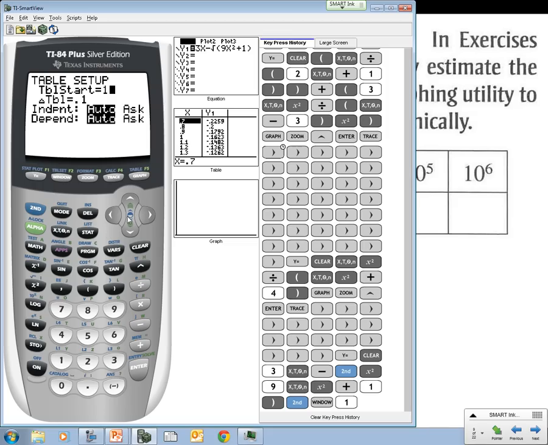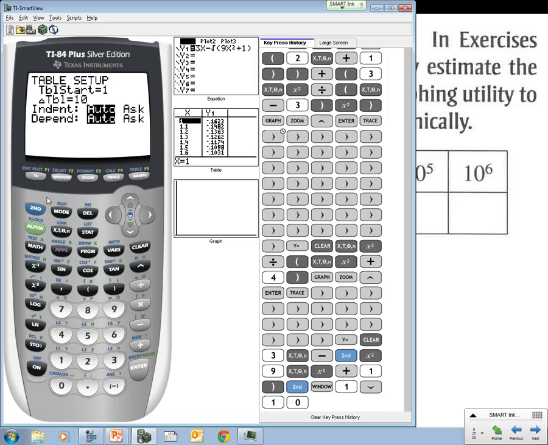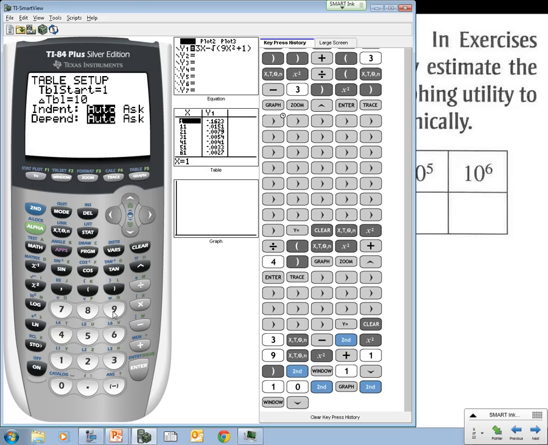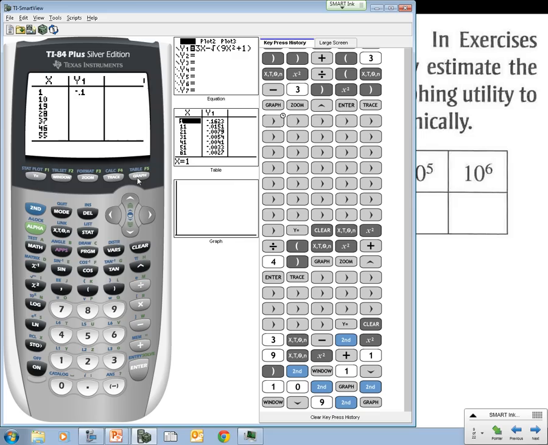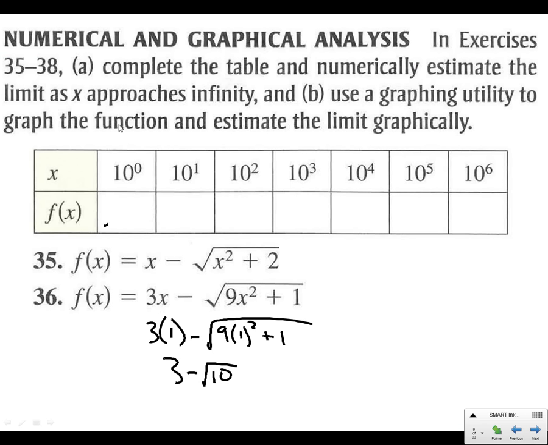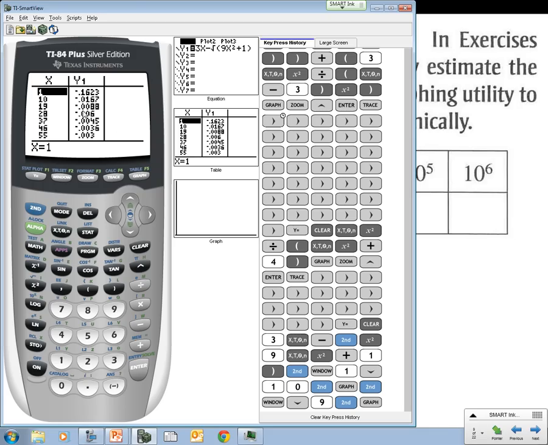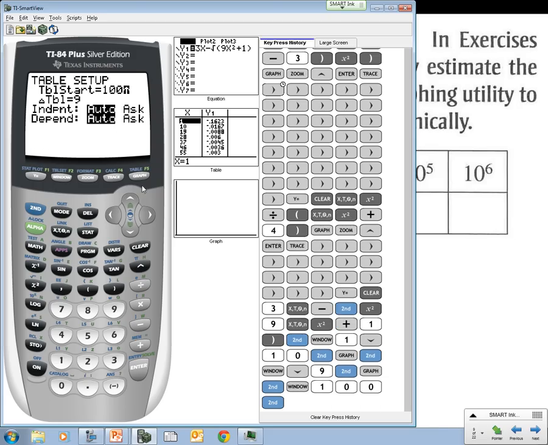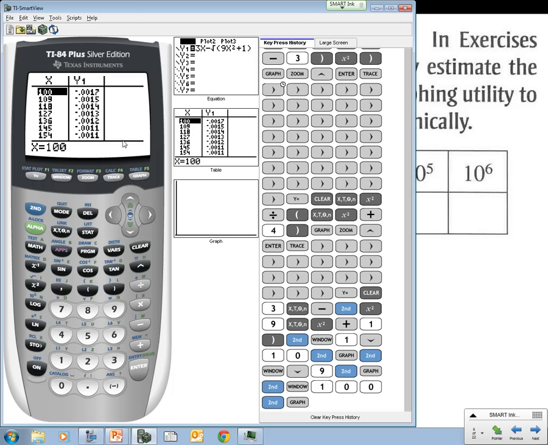10 to the first is 1, and let's count by 10. Just so we can grab the first 2. So the first answer is, oops, let's count by 9. So we can see 1 and 10 at the same time. So 0.1623, 0.0167. Alright, let's get 100 and then 1,000. 100 is 0.0017.